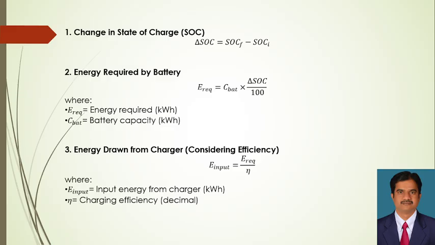First one is change in state of charge, that is equal to SOC final minus initial state of charge. Energy required by battery, energy required E_req is equal to battery capacity into change in the state of charge divided by 100. Energy drawn from the charger with considering the efficiency, E_input is equal to E_required, that is the energy required, divided by the efficiency.